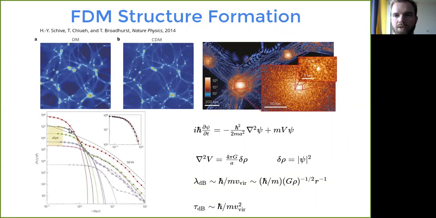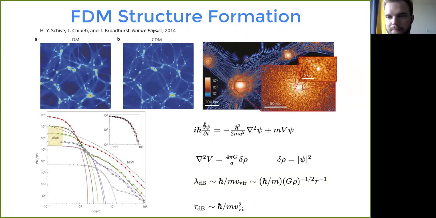So a core in fuzzy dark matter originally was one of the solutions for the cusp-core problem as well. So on the one hand, you have suppression on small scales, potentially solving the missing satellite problem, for example, and you can also find here a solution to the cusp-core problem.